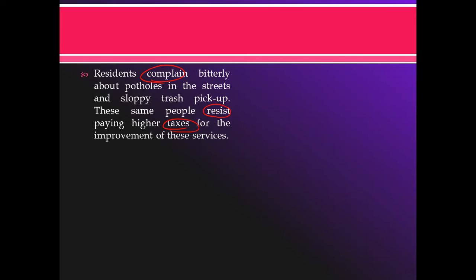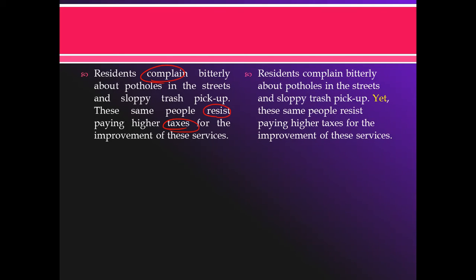Well, they would have to pay more taxes to have a better service. So what the author wants to say is this: residents complain bitterly about potholes in the streets and sloppy trash pickup, yet these same people resist paying higher taxes for the improvement of these services. They do this, but they don't want to pay higher taxes, right? Yet they resist.